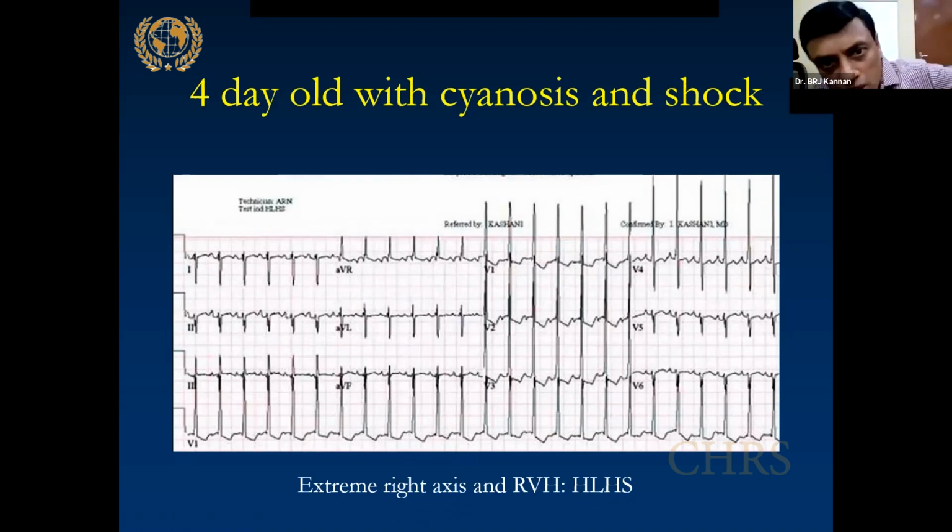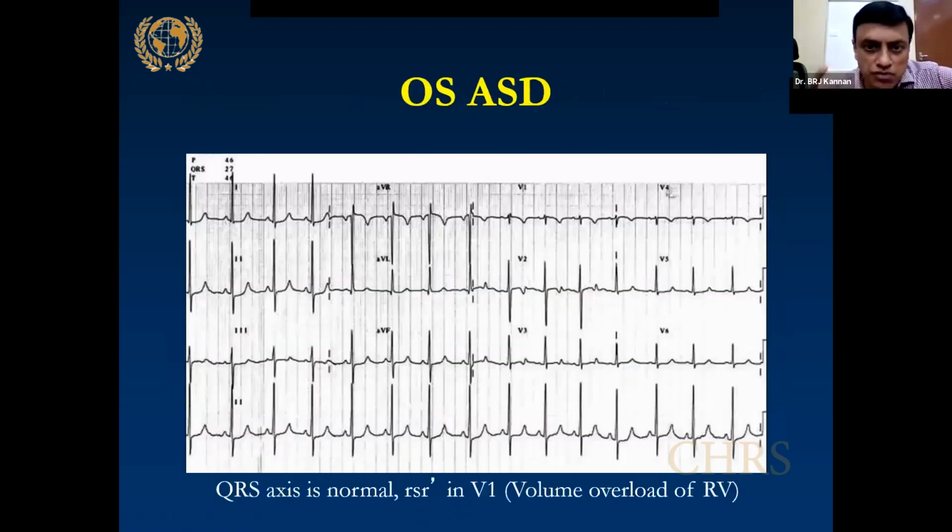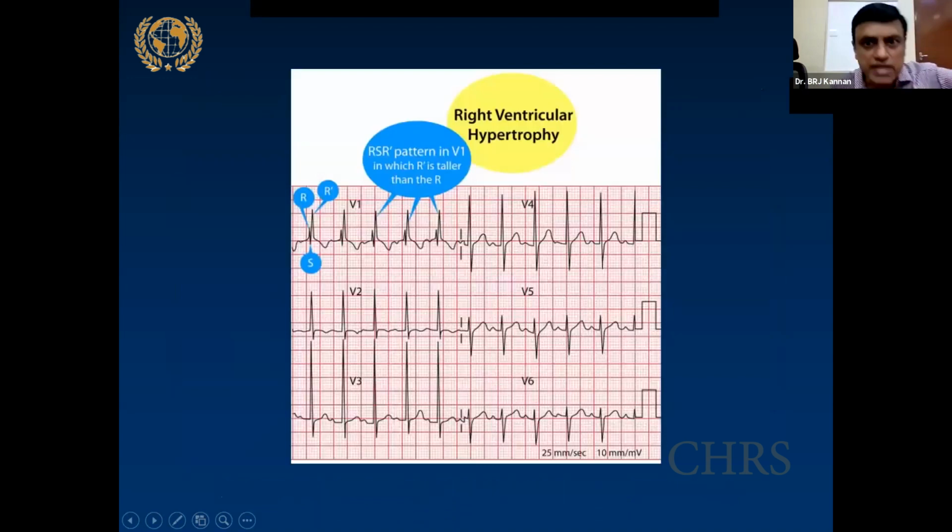Let us come to the simple ostium secundum ASD. What are the findings in ostium secundum ASD? There is a normal QRS axis. There will be a clockwise loop and the so-called RS pattern in V1. Very classical, everybody is aware of that. This is the classical finding of ostium secundum ASD.